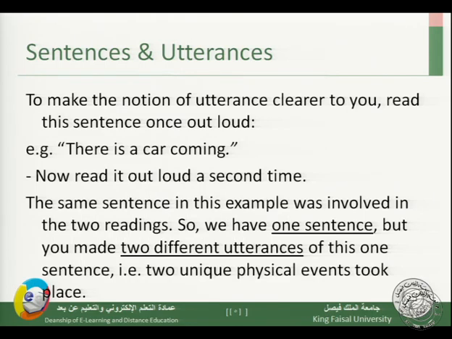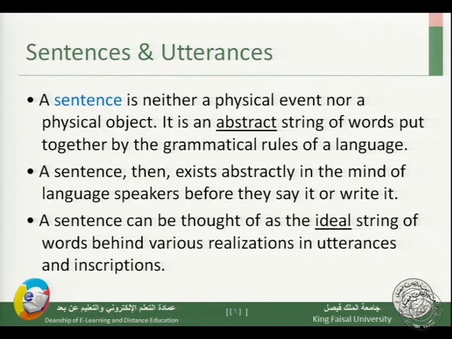So the time it took you, the place where you are, all the physical aspects surrounding it make for an utterance. So you made two utterances of this one sentence. So this is the difference between the two. We're going to give a definition for a sentence. So we said that an utterance is a physical event. On the other hand, a sentence is not. It is neither a physical event nor a physical object.